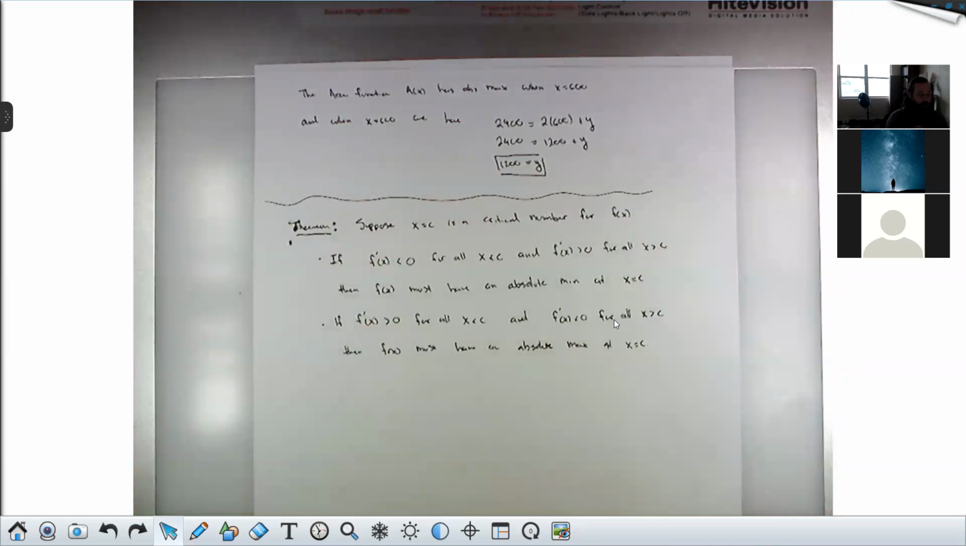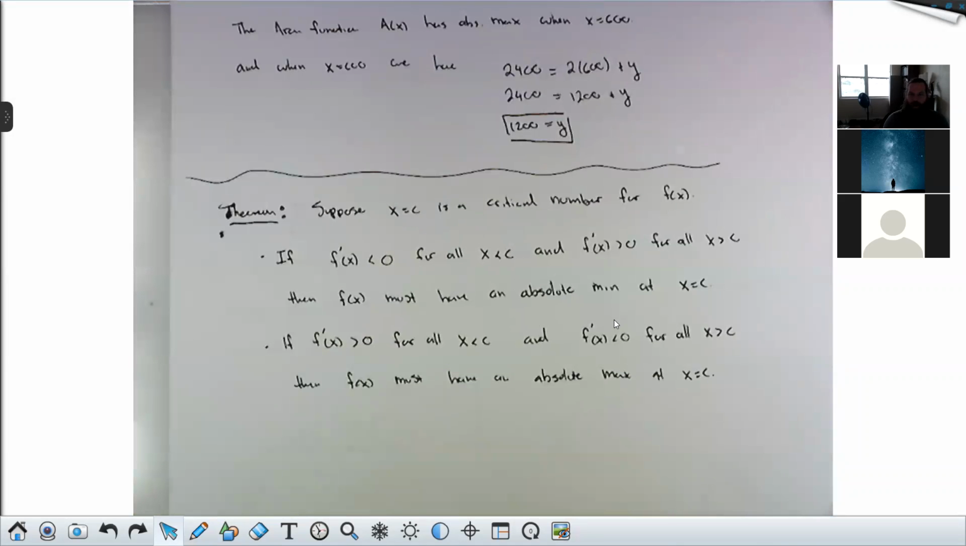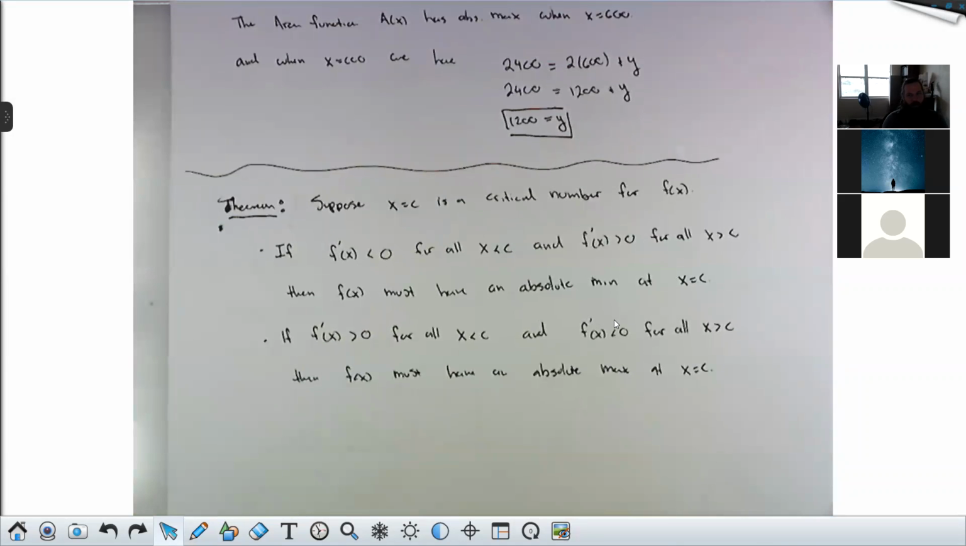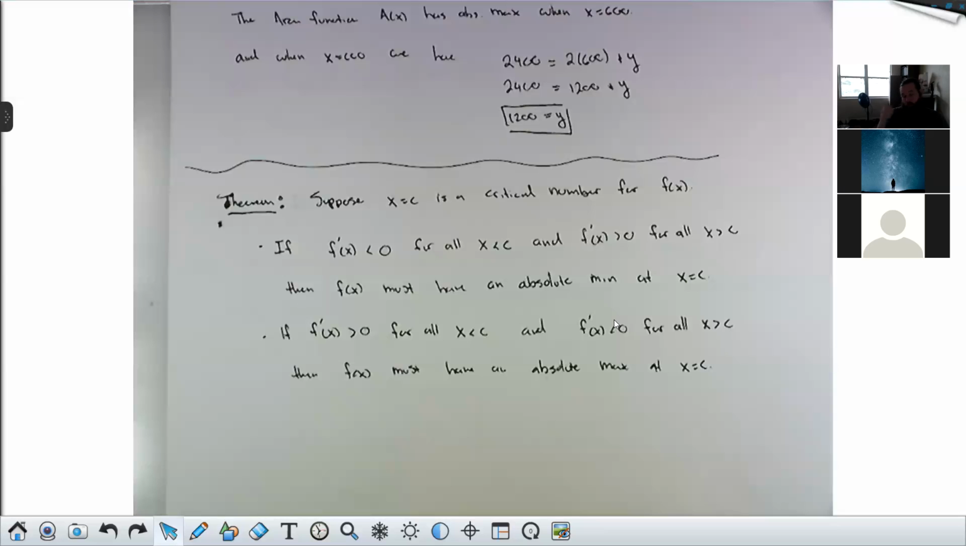So this is maybe a half answer to that question. It's the thing that you're going to use for the most part in these problems. So if your function is always decreasing to the left of c and always increasing to the right of c, then c has to be the location of an absolute min.